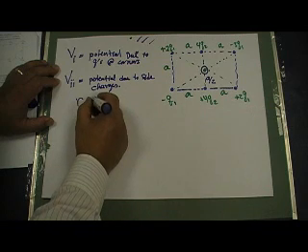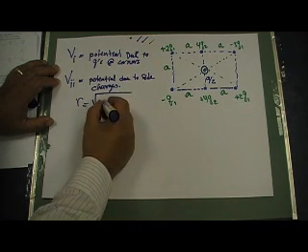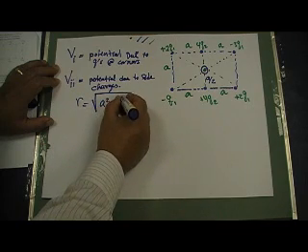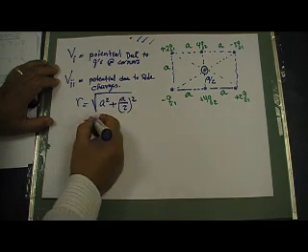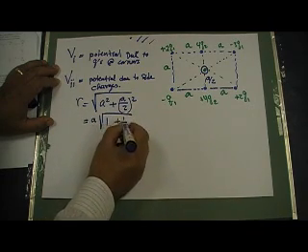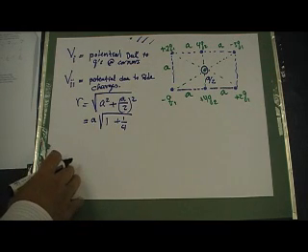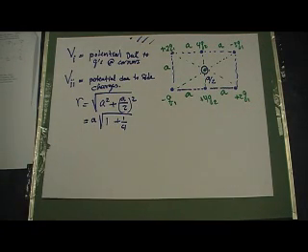It will be simply the square root of A squared plus A over 2 squared. So it will be A times the square root of 1 plus a quarter. That's what R should be, and you should calculate what that is equal to.